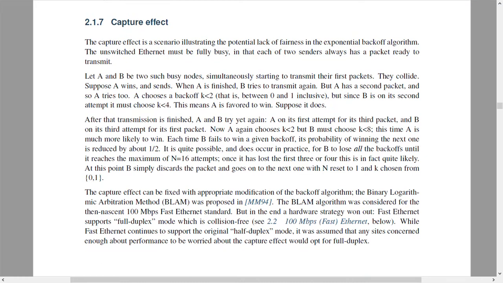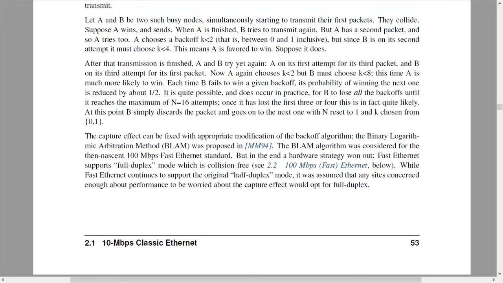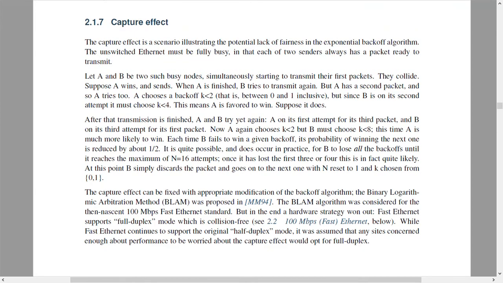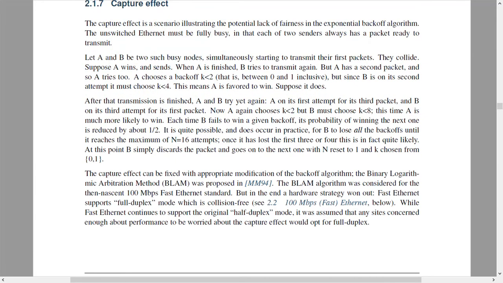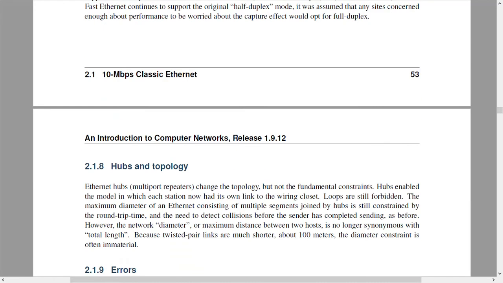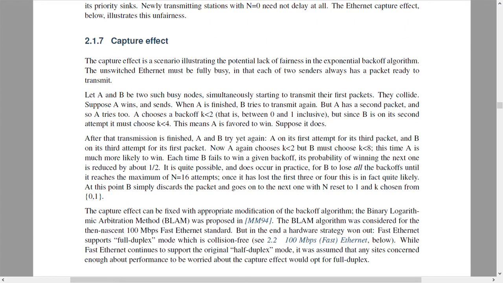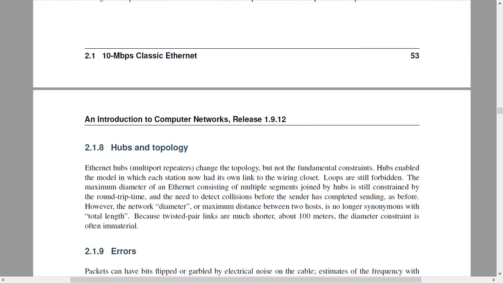The capture effect, that doesn't happen too often, but it happens. It's just saying that when you have collisions, one PC can dominate the whole system, but that doesn't usually last very long. Hackers can take advantage of that and flood a network, but there's a lot of mechanisms in play, which you'll read about later, that stop that from happening.